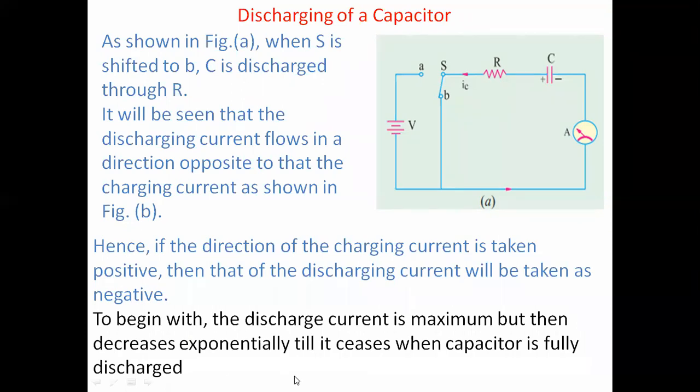So here, to begin with, the discharge current is maximum, then it decreases exponentially till it ceases when the capacitor is fully discharged. What we said is that initially, when this is connected to P, the capacitor supplies maximum current. So slowly the current through this capacitor decreases, and finally the charge across this capacitor is fully discharged.